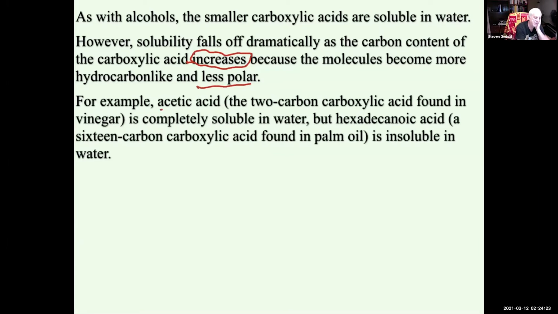Acetic acid is ethanoic acid, 2 carbons. That's vinegar. That's what gives vinegar its smell. It's completely soluble in water. Then hexadecanoic acid. Decane is 10, hexa is 6, so this is 16 carbons. It's found in palm oil and is insoluble in water, because your hydrocarbon chain got so large that it overpowered the polar group of the carbonyl group and the hydroxy group.